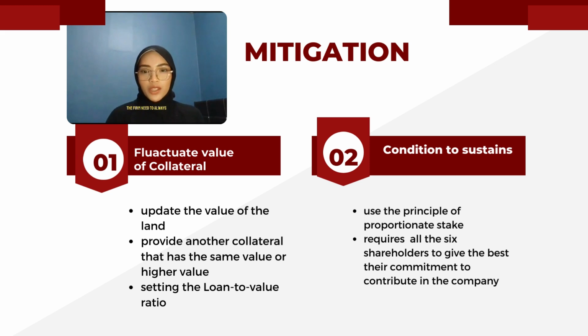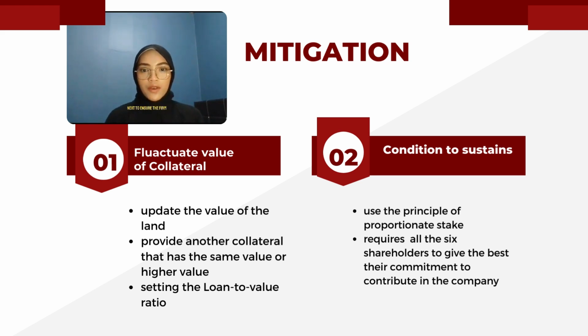Firstly, the firm needs to always update the value of the land and provide another collateral that has the same value or higher value than the current collateral to guarantee to cover the loan, such as an investment portfolio. Furthermore, setting the loan to value ratio can help to reduce the impact of inflating value on the land.